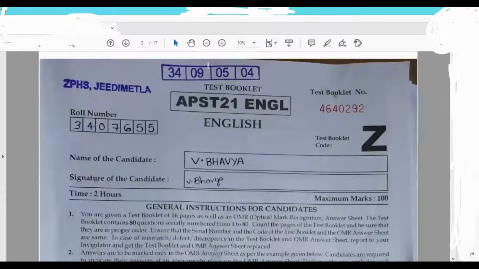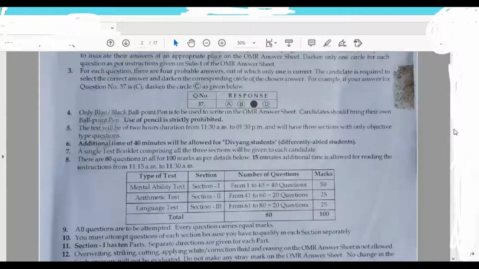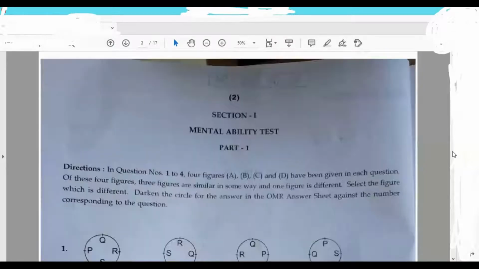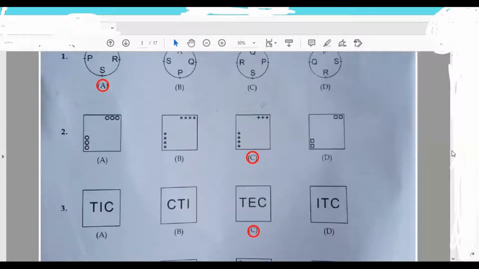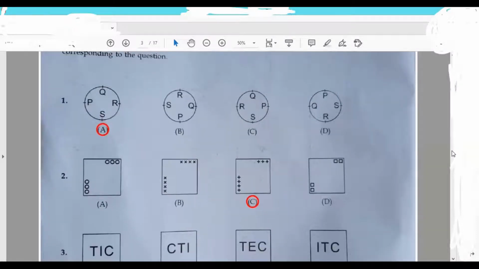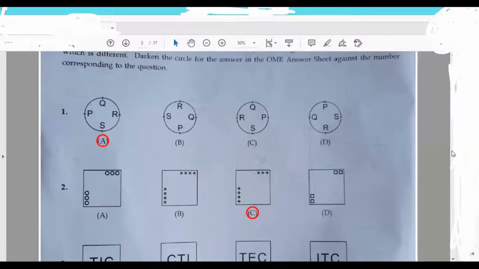Initially, a few instructions were given. The paper was of 2 marks and it consisted of 3 types of tests: mental ability test, arithmetic test, and language test. We'll discuss all of that one by one. In the first section, mental ability test, there were 4 questions, and we have to find out which one is the odd one out.